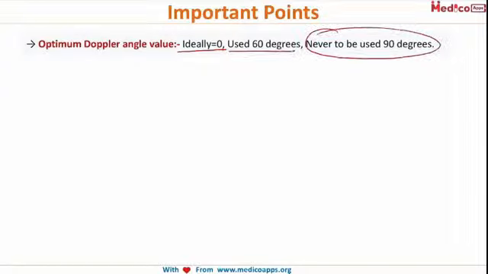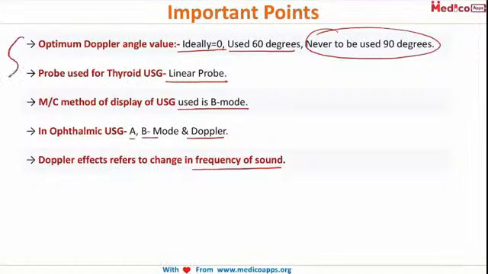In ophthalmic USG, A mode, B mode and Doppler can be used. The Doppler effect refers to the change in frequency of sound. So all these are important points on which questions can be asked.